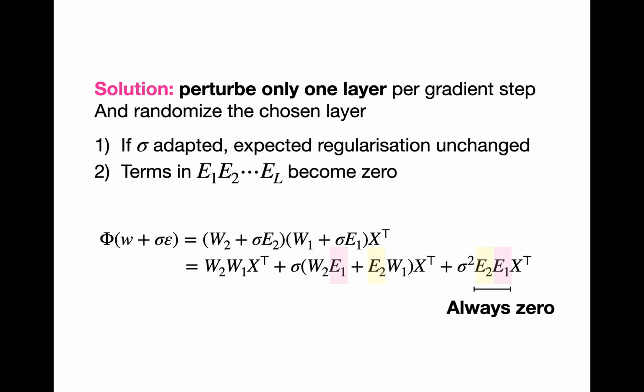The trick is perturbing only one layer per gradient step. That is, say you have 10 layers, then you take a new sigma that is adapted to the number of layers you have, and if you adapt that and perturb each layer independently, the terms that involve multiplications of E1 and E2, for example E1 until EL, where L is the depth of the network, all become zero, because at least one of them is going to be zero. And this is a nice trick, and it works very well.